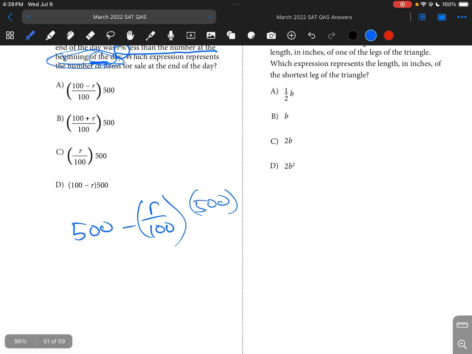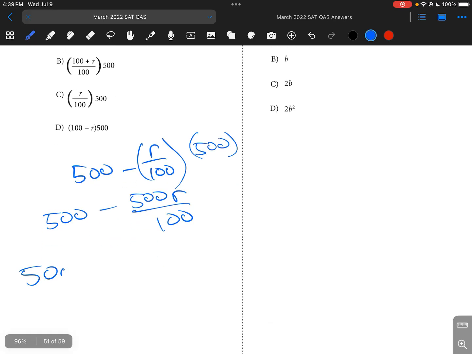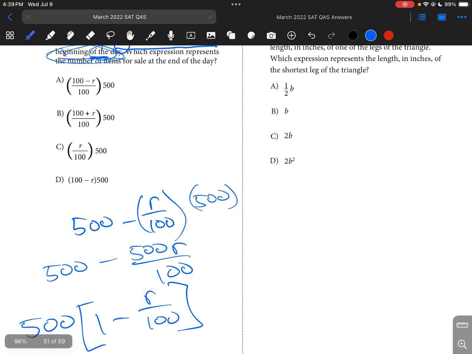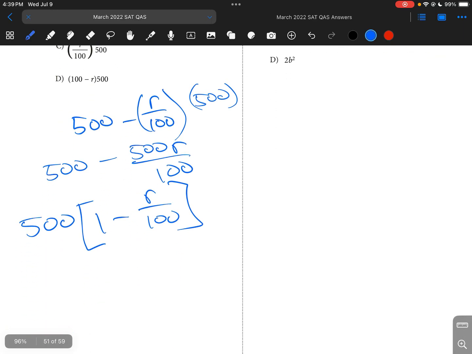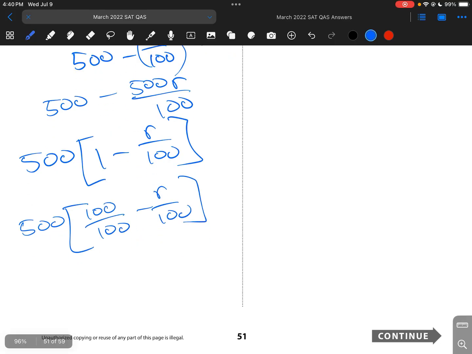And you don't see these as any of the expressions. And that's because you could simplify this. So you do 500 minus 500r over 100. And you can factor out a 500. So you have 500 times 1 minus r over 100. Okay, and this 1 here could be displayed as 100 over 100. So you have 500 times 100 over 100 minus r over 100, which also looks like 500 times 100 minus r, over 100.